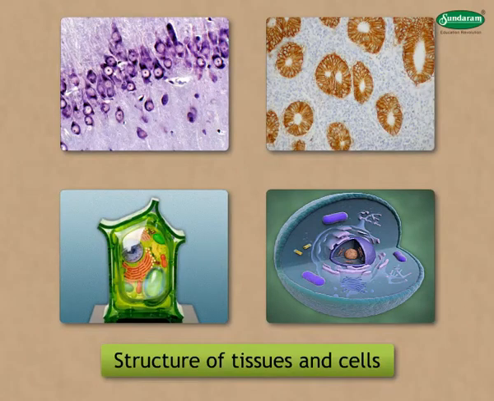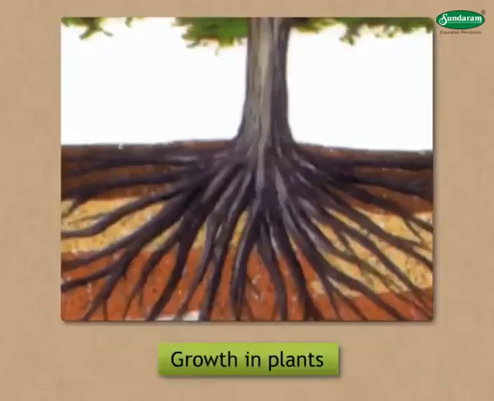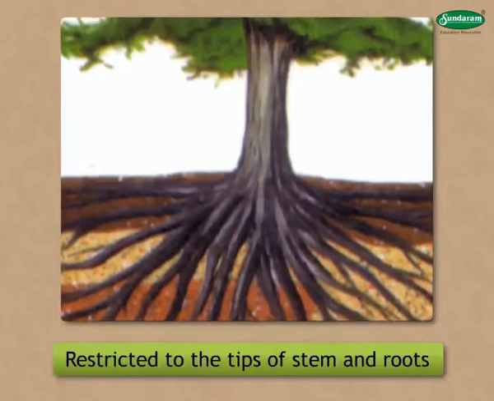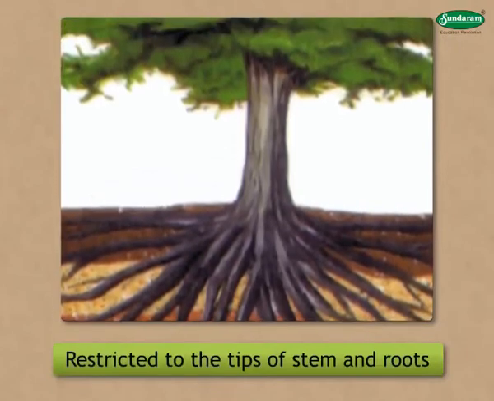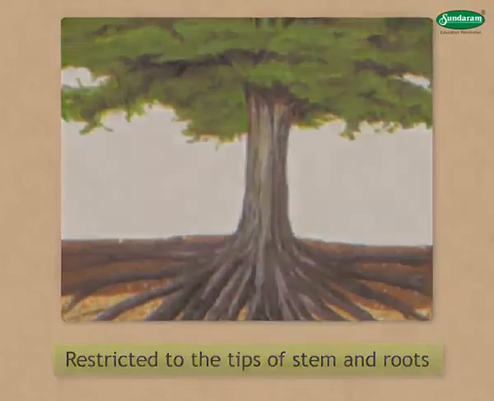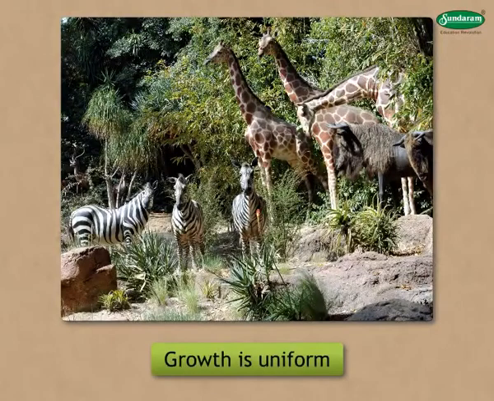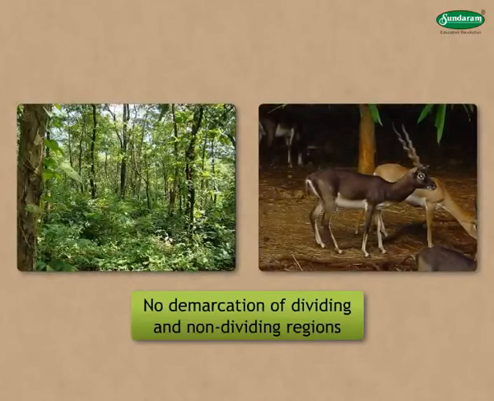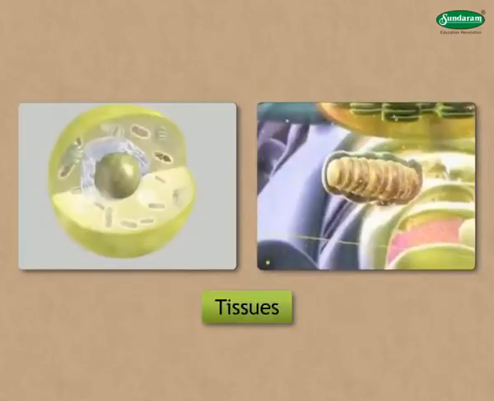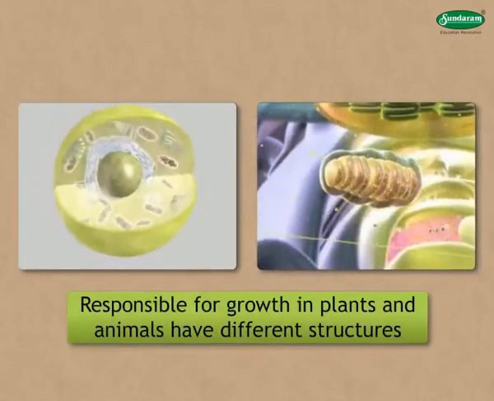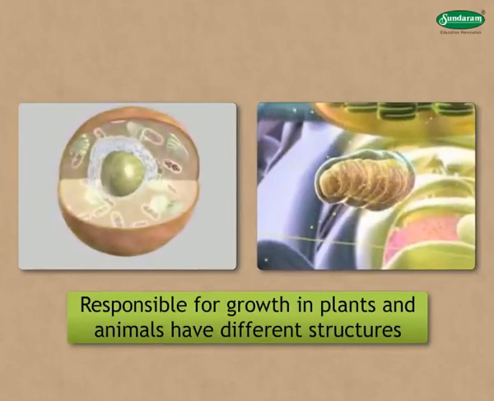Students, let's take an example. Growth in plants is restricted to the tips of stems and roots, whereas in case of animals, the growth is uniform all over the body and there is no such demarcation of dividing and non-dividing regions as in plants. Therefore, the tissues which are responsible for growth in plants and animals have different structures.